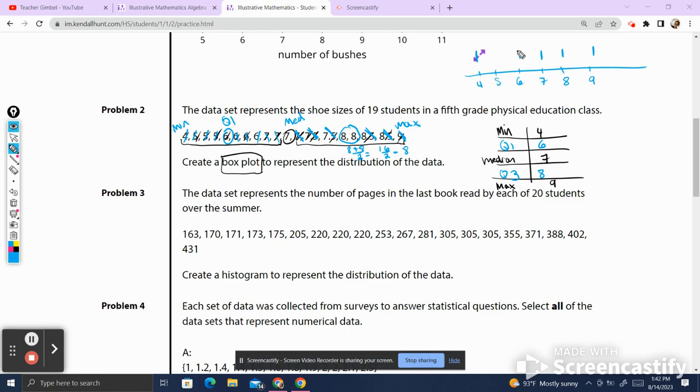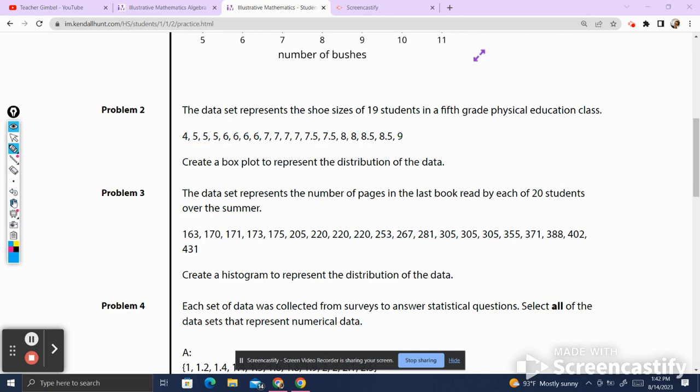I'm now going to connect the middle lines. That creates my box, and then I connect the min and the max, and that creates my whiskers. And there we go. We created our box and whisker plot using our data. Feel free to pause this video here if you need to spend a little more time thinking about this concept or review what we did to get there. Let's go on to the next question.